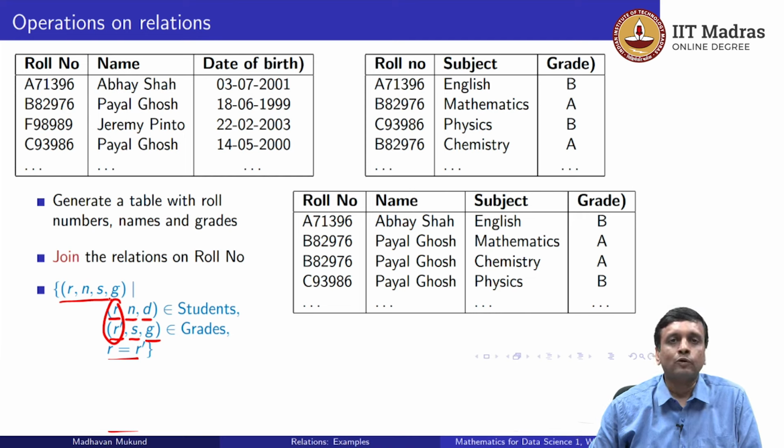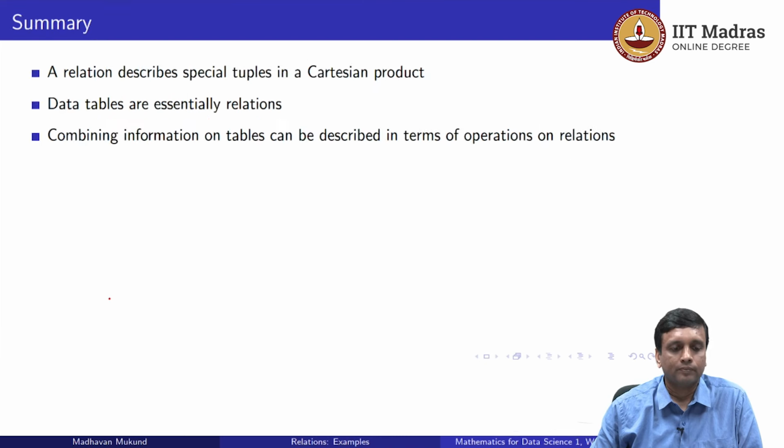So this will ensure that we don't get rows merged where they correspond to two different students. So the grade for Abhay will not be merged with the name and date of birth for Jeremy Pinto, because they have two different roll numbers. So this is called the join, and this is a very important operation on relations and therefore on tables, and this is something that we use implicitly all the time.